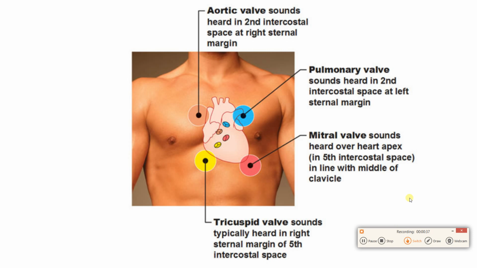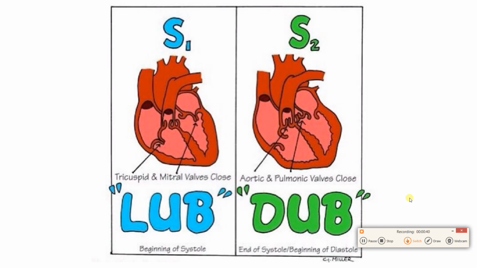Now, of course, realize that when we're listening to the heart in general with the stethoscope, we're hearing two sounds. There is a first heart sound, which is known as the lub. That is due to the closing of the two atrioventricular valves, so the tricuspid and the mitral valves. Then, subsequently, there is the second heart sound, the dub sound. That dub sound is due to the closing of the semilunar valves, the aortic and pulmonary semilunar valves.